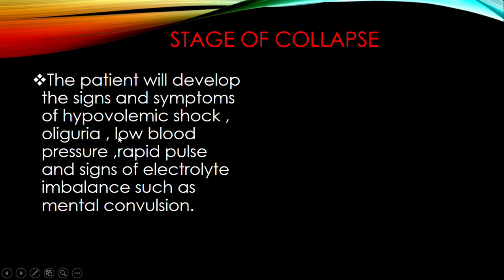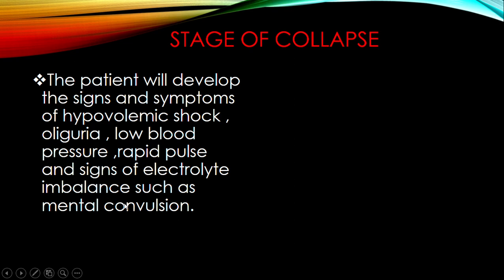Also, we have seen that because this person is losing a lot of water and electrolytes, it will also affect their blood pressure. So because they are also going into hypovolemic shock, this person will have low blood pressure or hypotension. So because of hypotension, because this person is losing this water, their heart will start to pump very fast, and this will be evident by a patient having a rapid pulse or tachycardia. And then there will be signs of electrolyte imbalances such as mental confusion or convulsions.